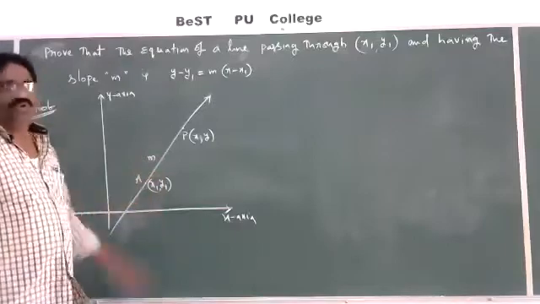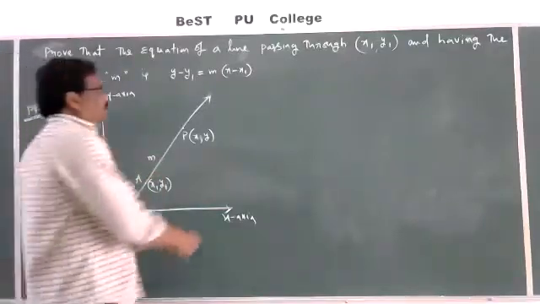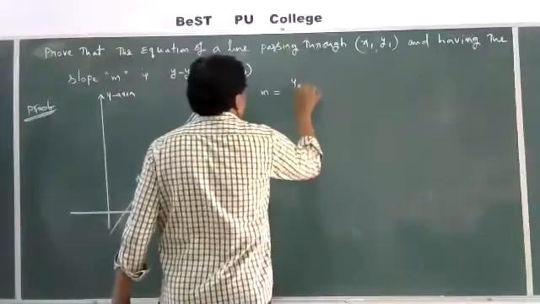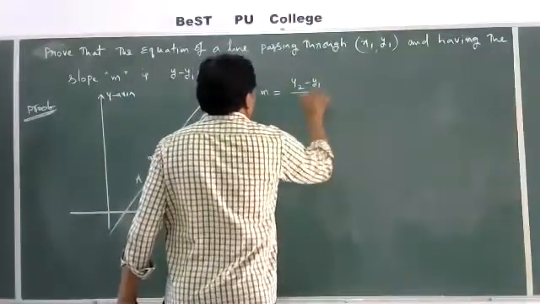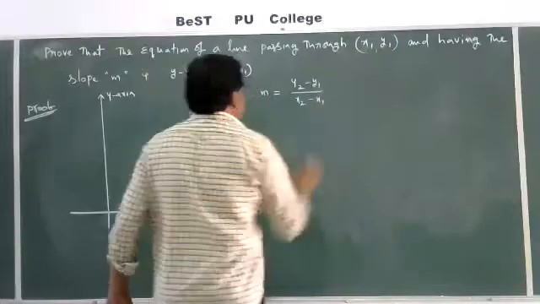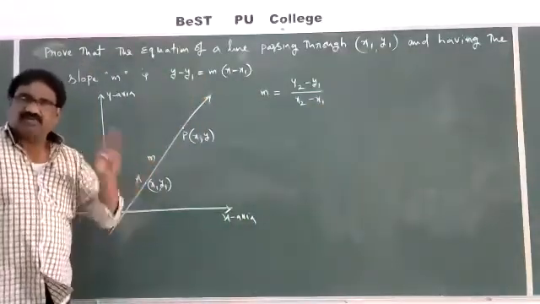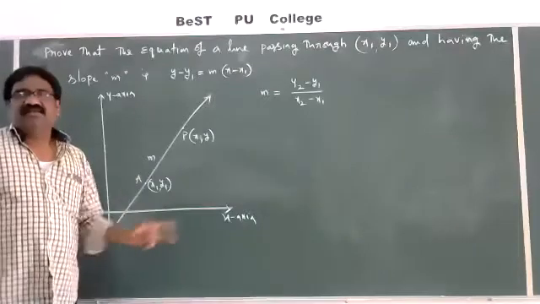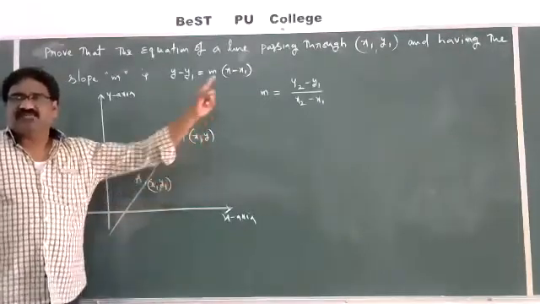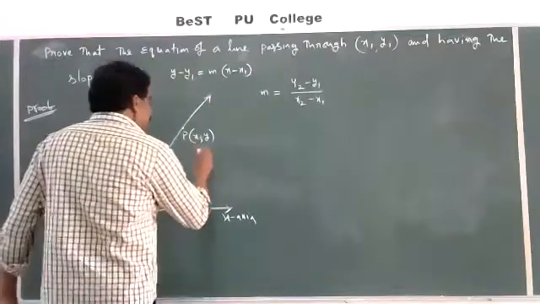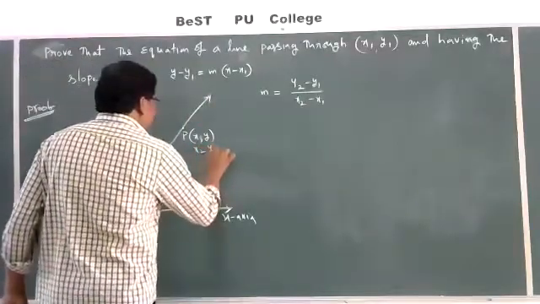So already we know the slope of a line: m is equal to y2 minus y1 by x2 minus x1. So we know two points on a line. The slope of the line m is equal to y2 minus y1 by x2 minus x1. Here we consider this as x2, y2.